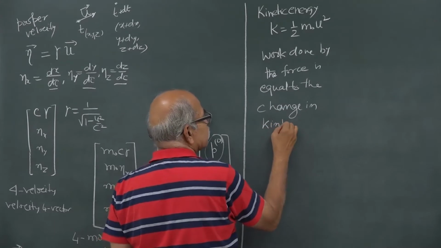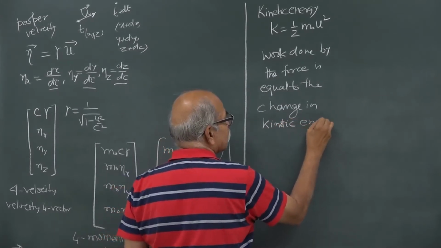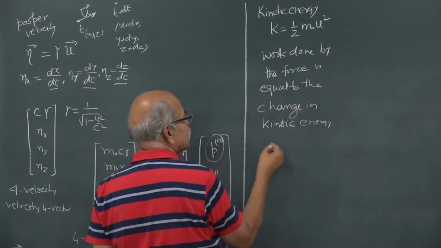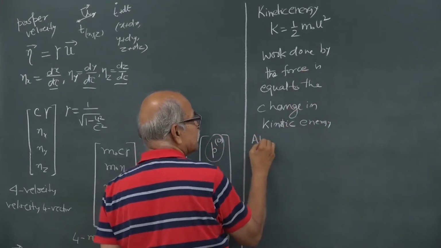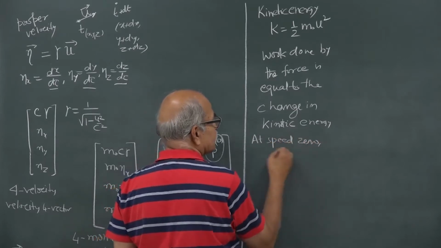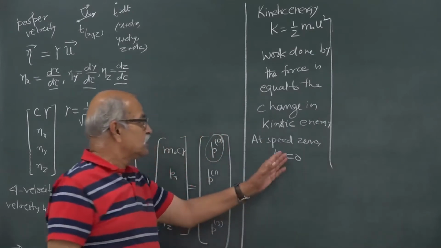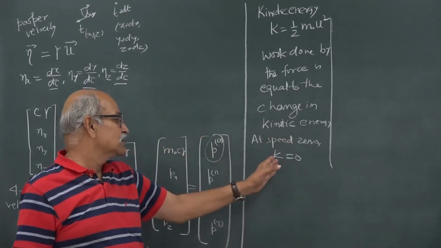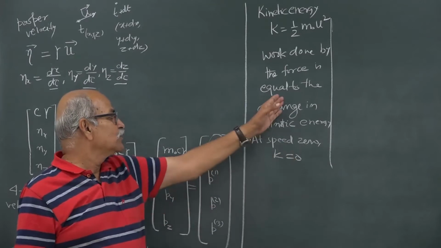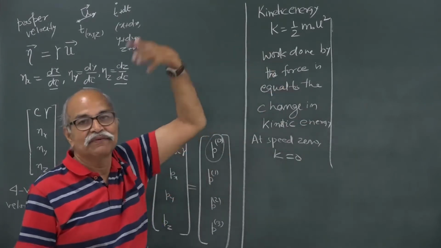This is the energy due to motion. Together with that, we say that at speed 0, kinetic energy is 0, right. So, if you say that at speed 0 the kinetic energy is 0, and then you define the change in kinetic energy, then you have defined kinetic energy everywhere.